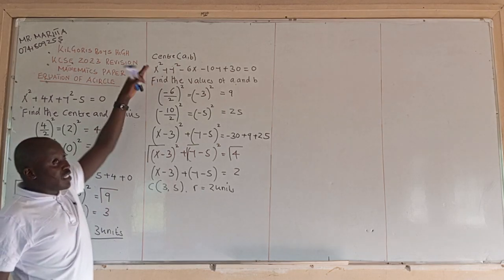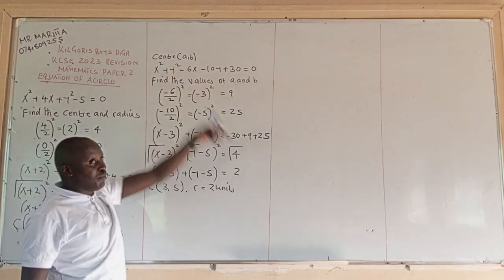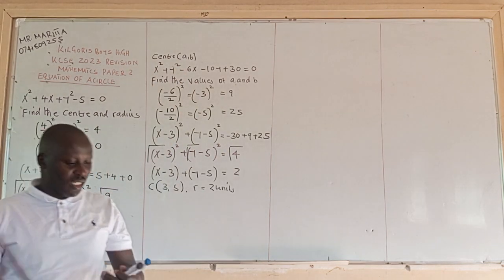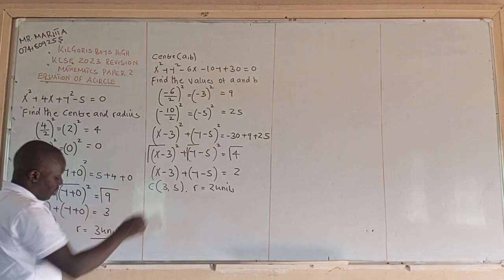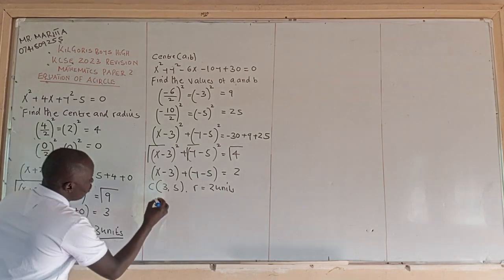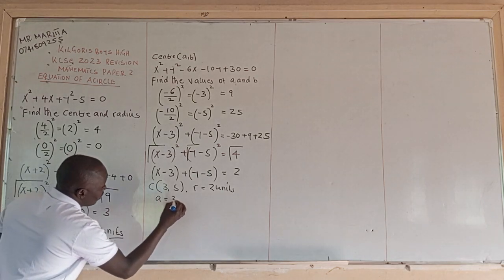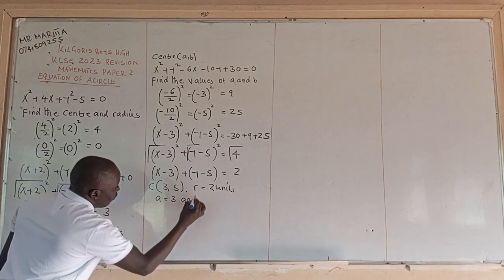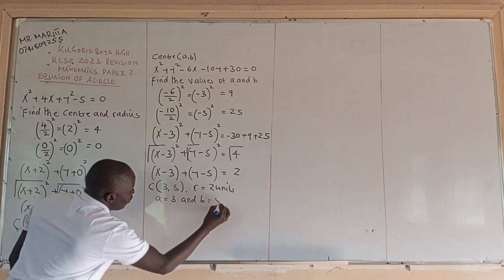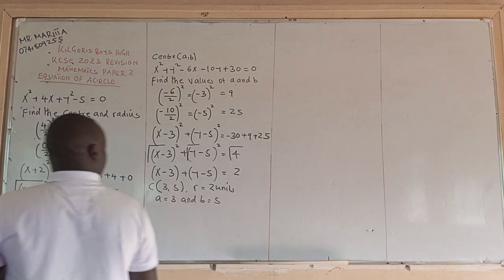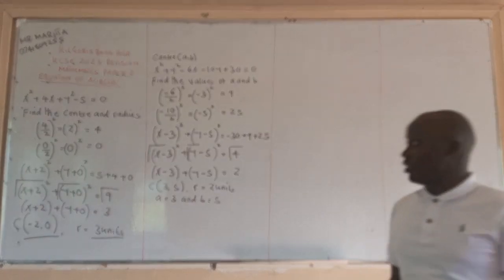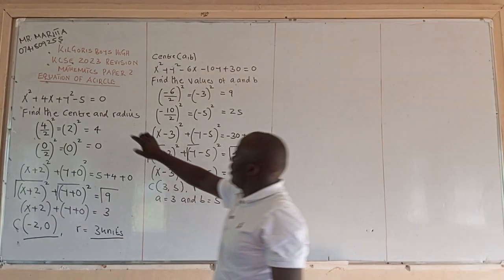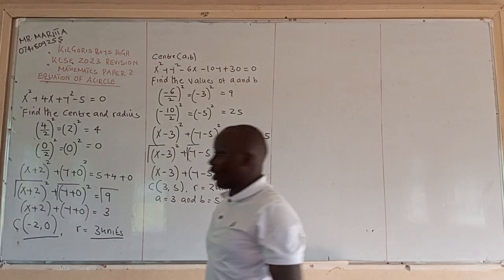And remember, our circle has center (a, p), so you simply have to find the center of that circle. From here, our center is (3, 5), so the value of a is equal to 3, and the value of p is equivalent to 5. Now, we can also have another alternative method to find the center and the radius of this circle.